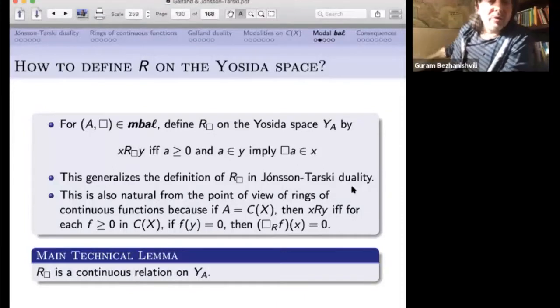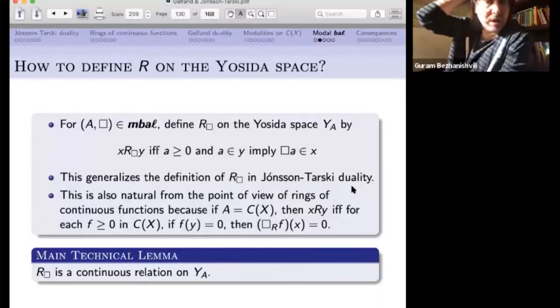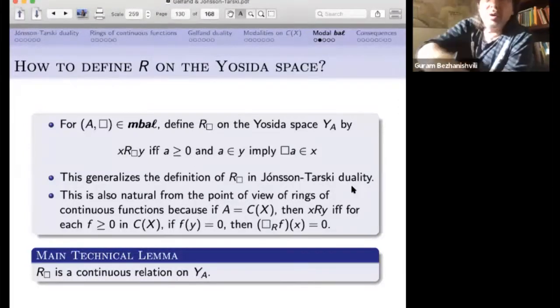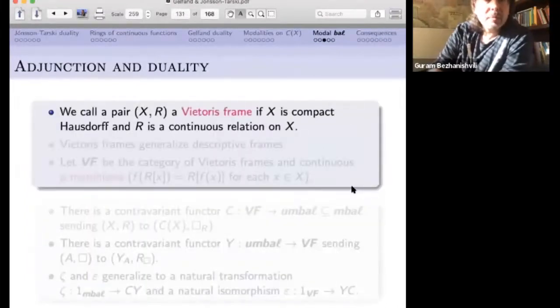And this is the main technical difficulty that we faced when we were doing these things: you need to prove that so defined R is actually a continuous relation. This required a lot of machinery from algebra, but also from modal logic. In particular, there's this famous Esakia lemma that makes the Jonsson-Tarski duality work smoothly. And then we also needed this Sasaki lemma here. I'm skipping all these details, but this was the main technical challenge for obtaining this duality.